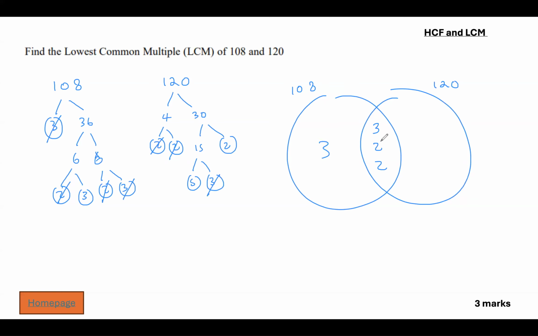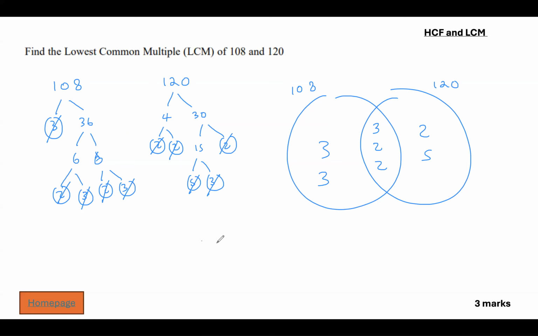And if you just want to make sure, multiply these numbers together, and we have another 3 for that matter. Multiply these numbers together and see if it gives you 108. So we need to do 3 times 2 times 2 times 3 times 3. That's going to be 27 times 4, which is in fact 108. And then what we're left with for 120 is a 2 and a 5. So 2 times 5 is 10. So 10 times 3 times 2 times 2 is going to give us 120. So when we multiply these numbers, we still get 120. So I know my Venn diagram is correct.